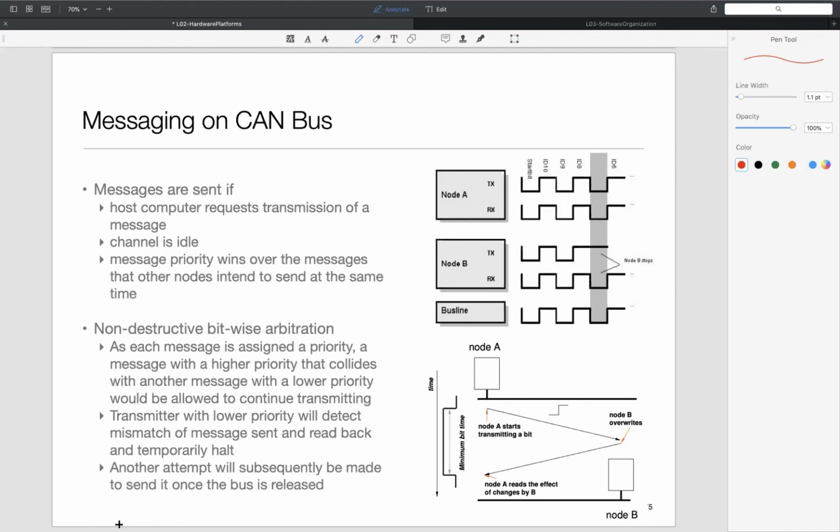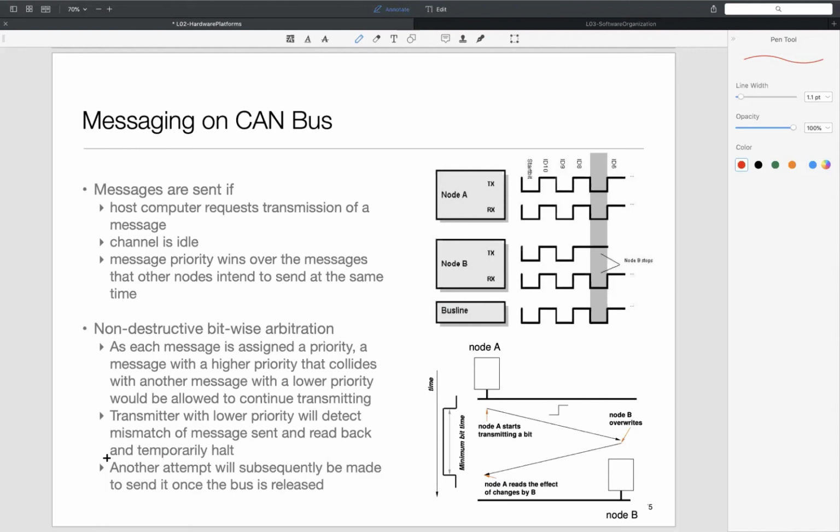Now the way the arbitration works is that every clock tick, starting at some known clock tick, every node will send out its address. It sends the bits one by one on each clock tick, and every clock tick, the node will also monitor the bus and ask, is what I'm hearing on the bus the same as what I transmitted?